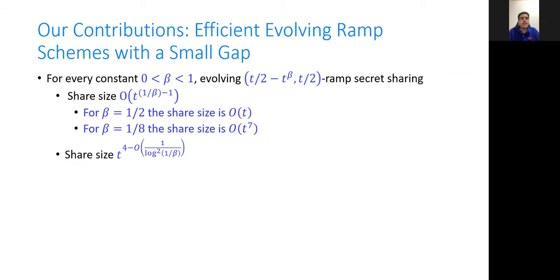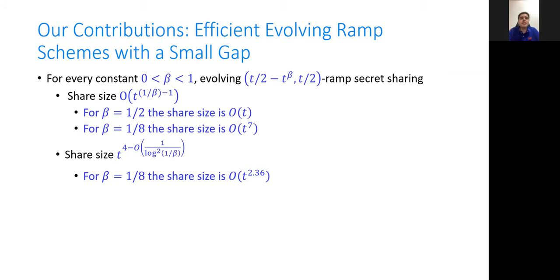we present our second scheme, in which the share size is t to the 4 minus 1 over log square 1 over beta. That means that for every gap, the share size is smaller than the evolving majority, since the exponent is smaller than 4. This is an asymptotic share size, and if we analyze for a specific beta, we can get better share size. For example, for beta equals 1 over 8, with a careful analysis, we can get share size t to the 2.36.